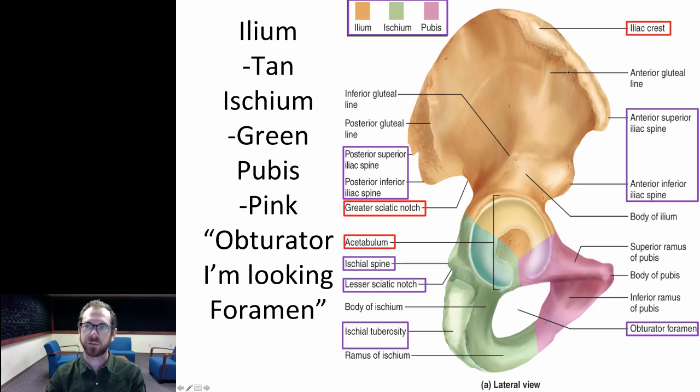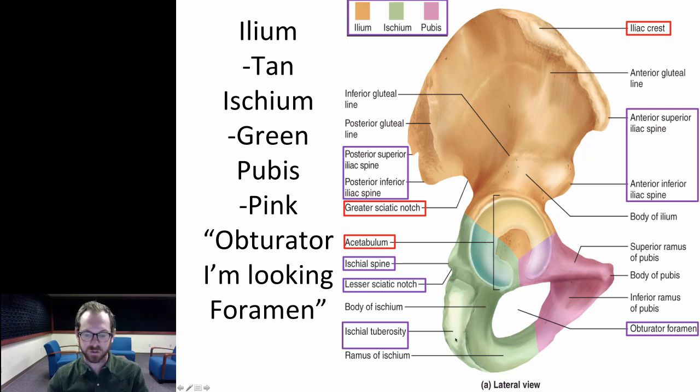So some features here that are going to help you out. The iliac crest. All right, when you feel your hips, that ridge that you're feeling is your iliac crest. Okay, we have another feature here called the greater sciatic notch. This is going to help you with posterior. This will tell you that it's on the posterior side. This feature here is critical for our lab. This is called the acetabulum, and this is where your femur articulates with your pelvic girdle. And with that in mind, we know that this has to be a lateral feature, right? Because that's where your femur is going to be attaching.